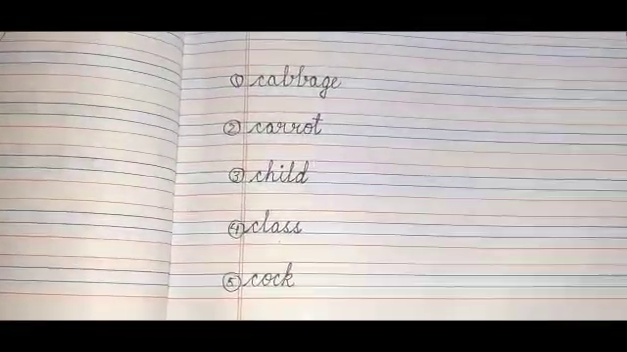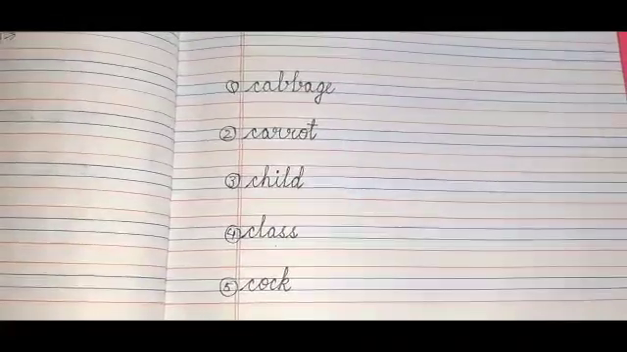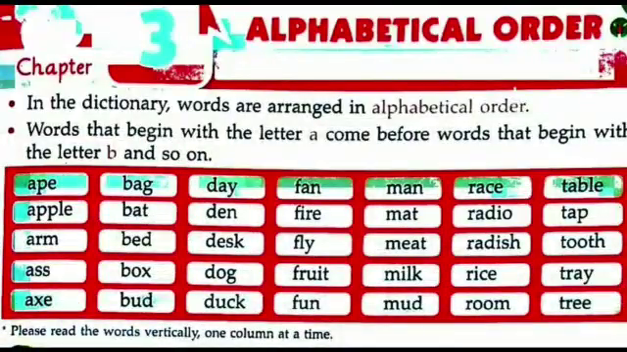So I hope you all have understood how to arrange the words alphabetically. In the dictionary, words are arranged in alphabetical order. Words that begin with the letter A come before words that begin with the letter B, and so on. We have solved a few examples, and here we have many words, and all these words are arranged alphabetically.